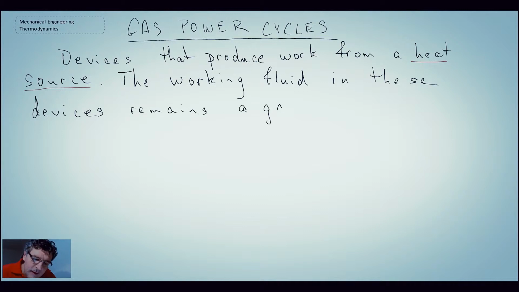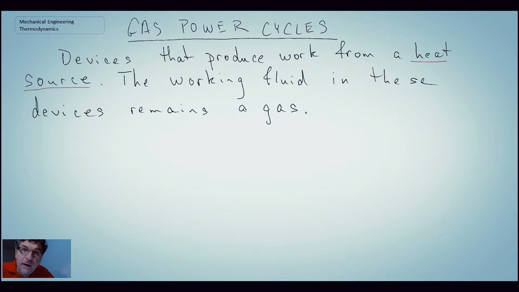We will be looking at other power cycles later in the class called the vapor power cycle. The most famous of that is the Rankine cycle, used in steam power plants and steam engines of old. There, your working fluid goes through a phase change, from a liquid to a vapor state.